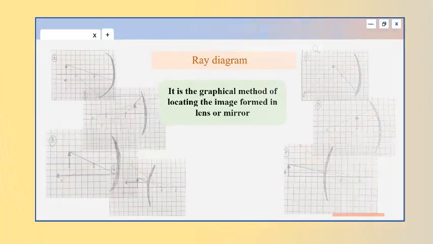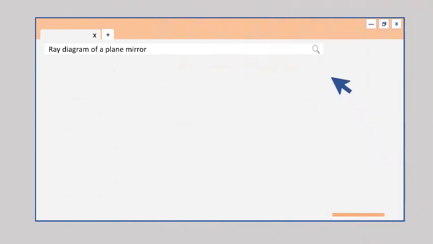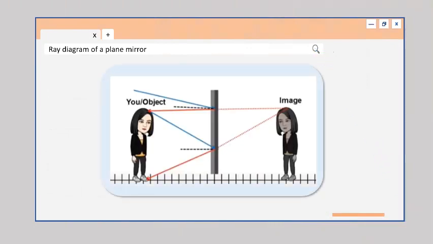Let's search the ray diagram of a plane mirror. So, what we see here is an object facing a plane mirror. Two incident rays strike the mirror and are reflected, and when we extend the reflected rays behind the mirror, they intersect at one point. We can see that the image is upright, which makes it a virtual image, and the size or height of the object is also the same, therefore there is no magnification.